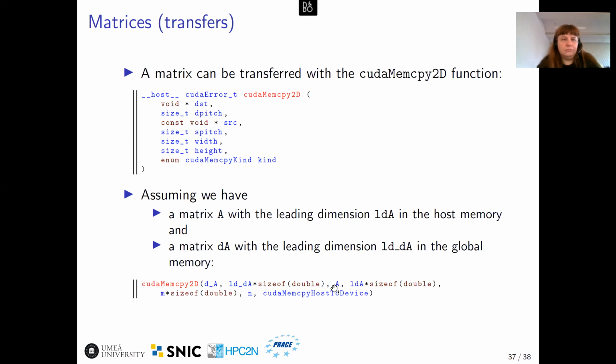Then you specify the source, so you give the source pointer, and then you have to specify the leading dimension of the source matrix in terms of bytes. So again, you have to multiply the LDA by the size of the tuple, and the same thing for the destination.